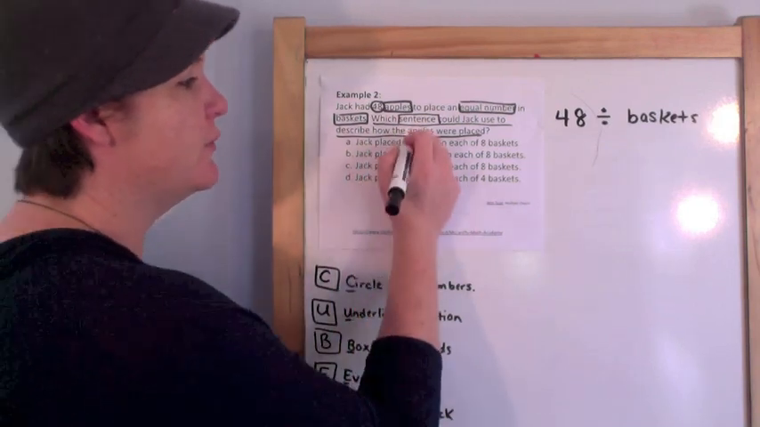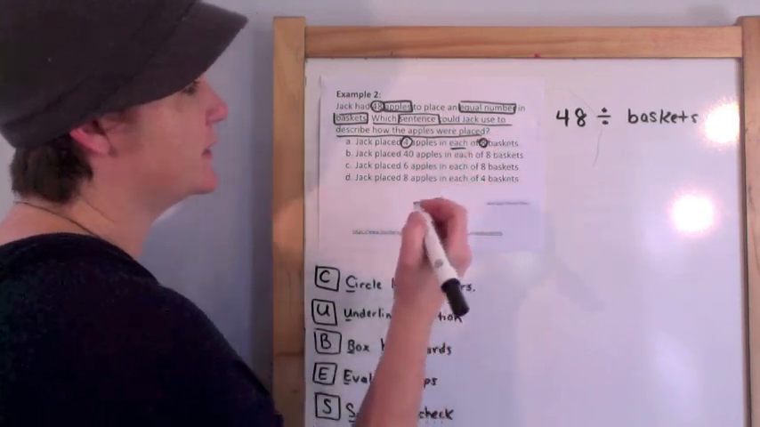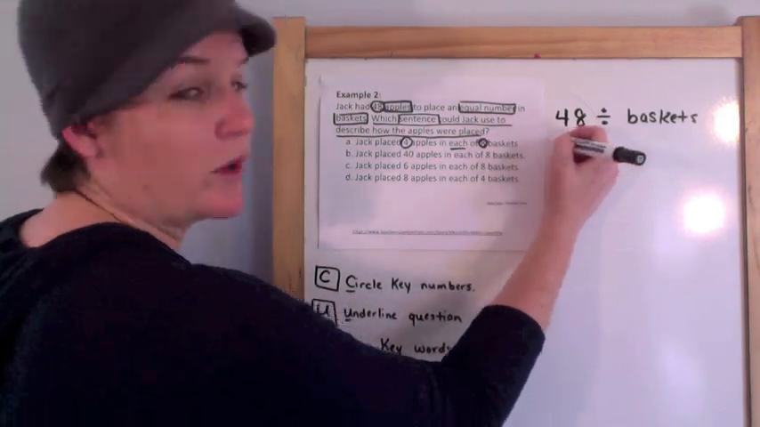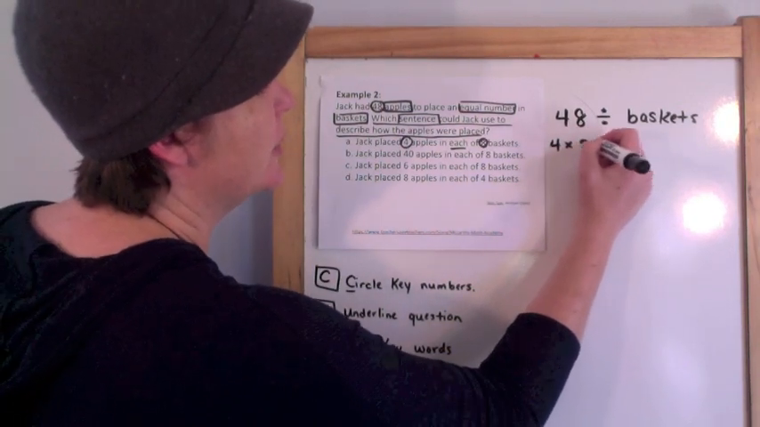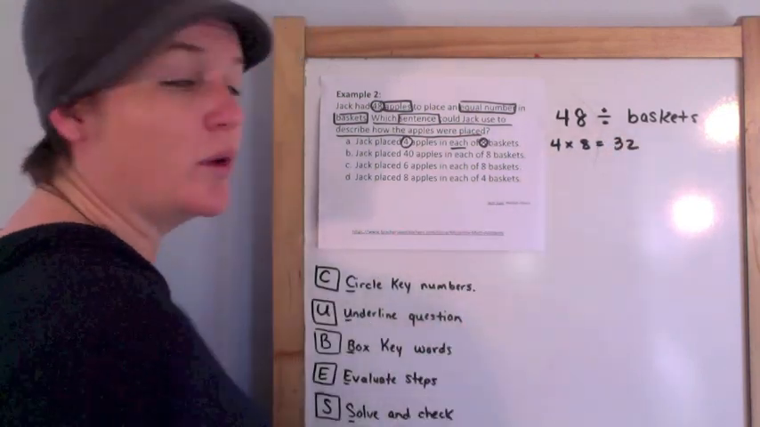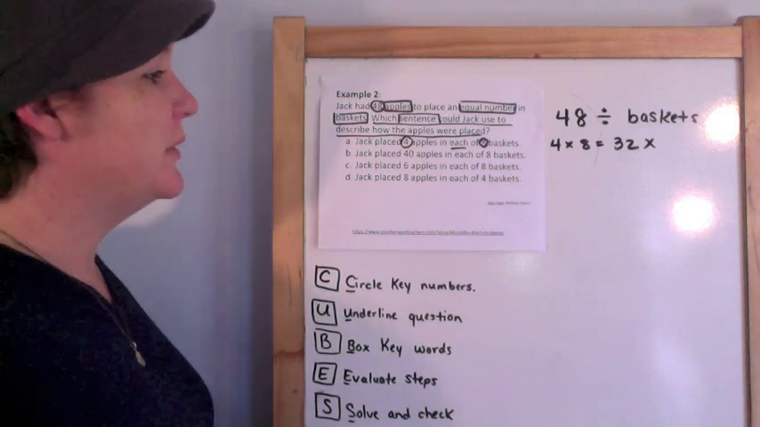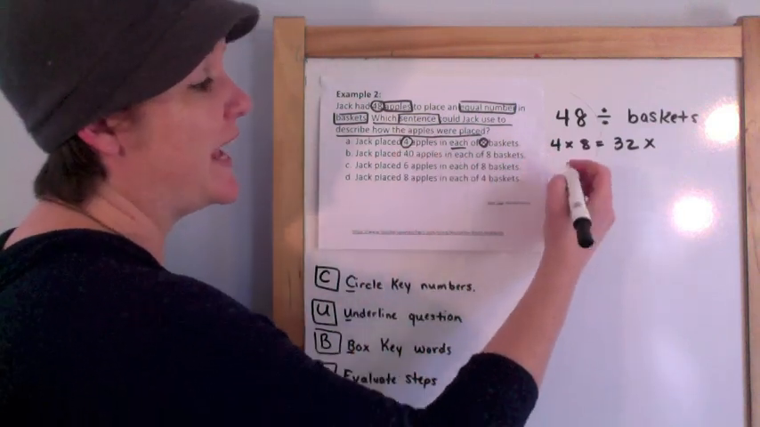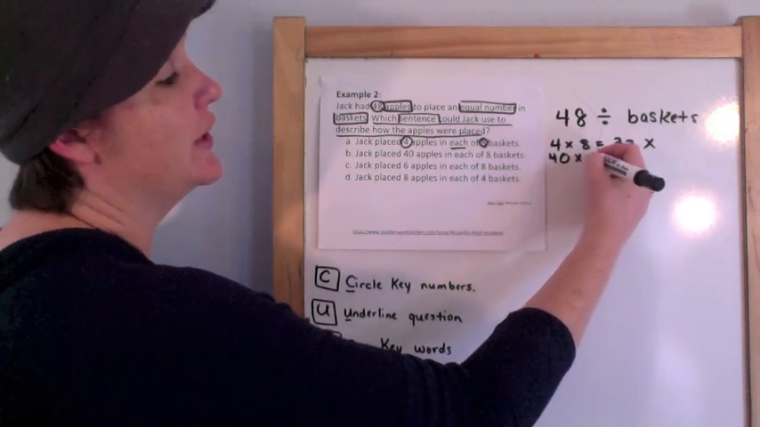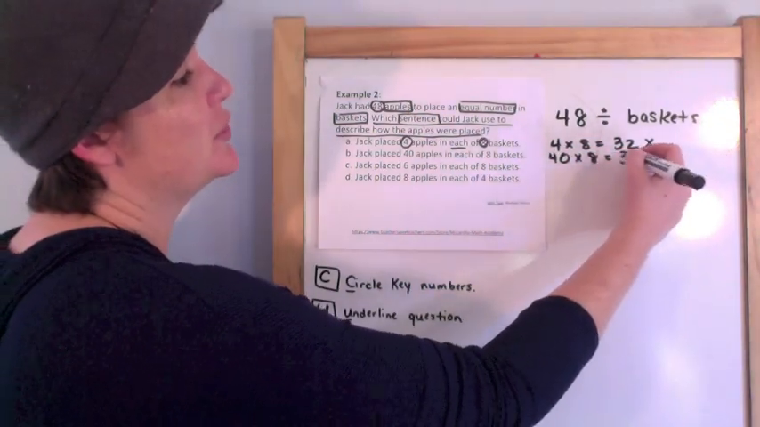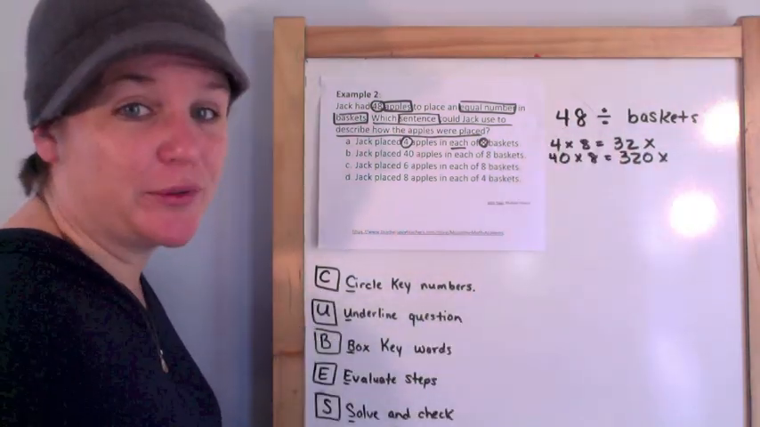Jack placed 4 apples in each of 8 baskets. So if I have 4 apples within each of 8 baskets, that would be 4 times 8, which equals 32, and that's not 48, so that's wrong. Jack placed 48 apples in each of 8 baskets, so that would be 40 apples in each of 8 baskets, which would be 320 apples total, and I only have a total of 48 apples.